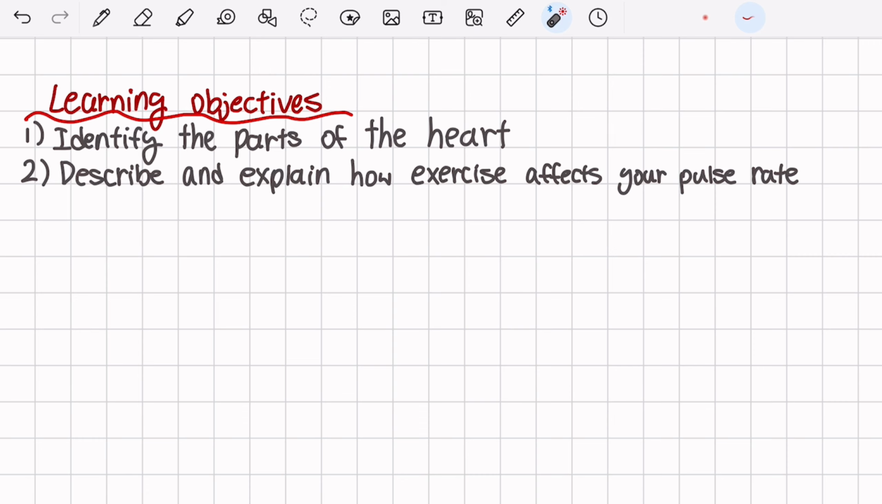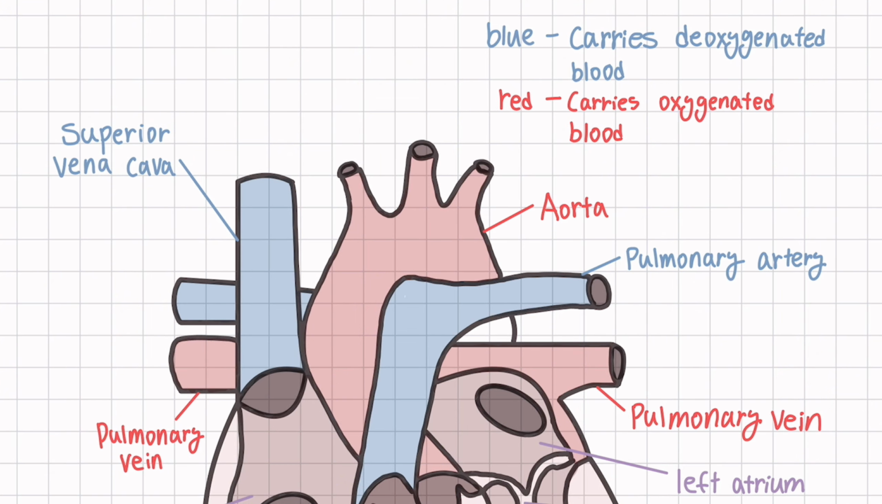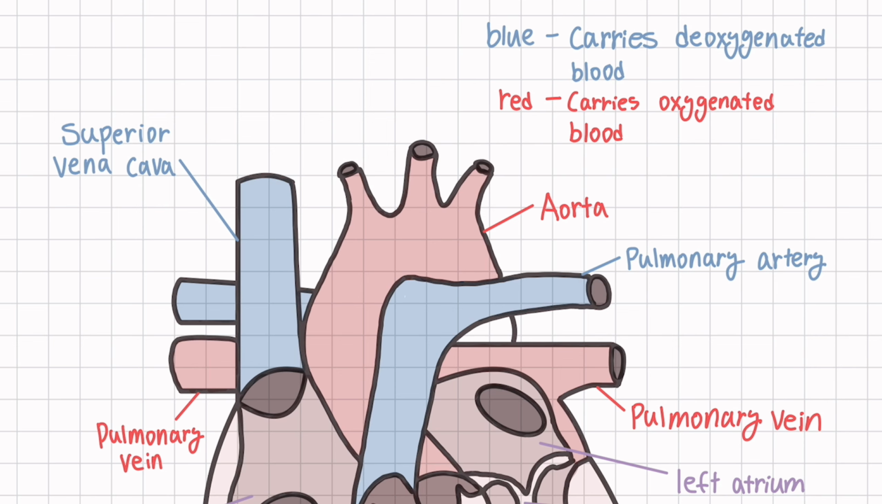Hey guys, so today we're going to learn how to annotate a heart diagram and how to measure a pulse rate, as well as how exercising affects it. So this is the diagram of a heart, and these are the parts of the heart that you need to know. And you might notice that the labels are color-coded differently. This is to show whether they carry deoxygenated blood or oxygenated blood. Blue means that it carries deoxygenated blood and red means that it carries oxygenated blood.